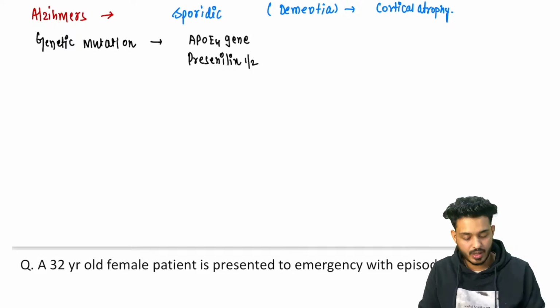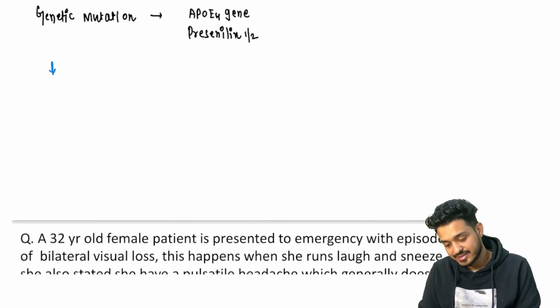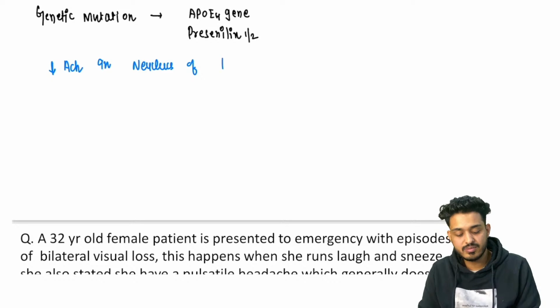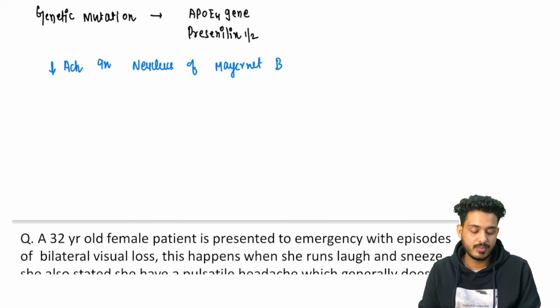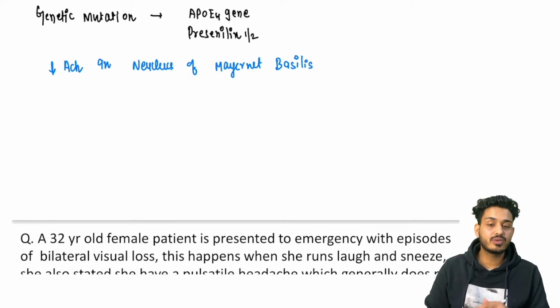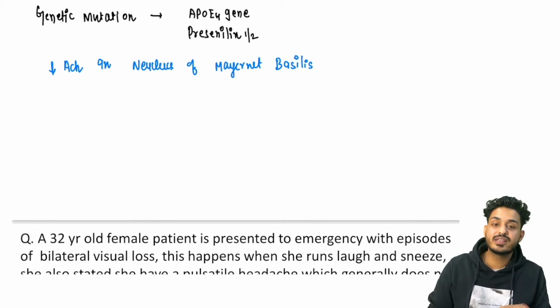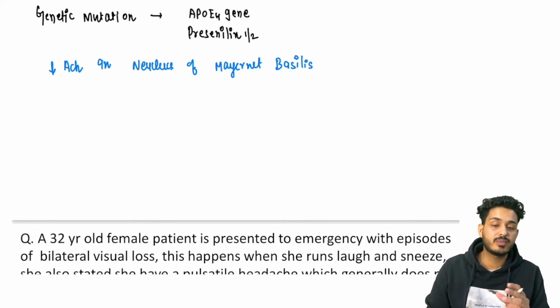Right? Here you will be having a decrease in the levels of acetylcholine in the nucleus basalis of Meynert. Acetylcholine is responsible for increasing the cognition. I've taught you in pharma, right? It is going to increase the cognition of the patient.